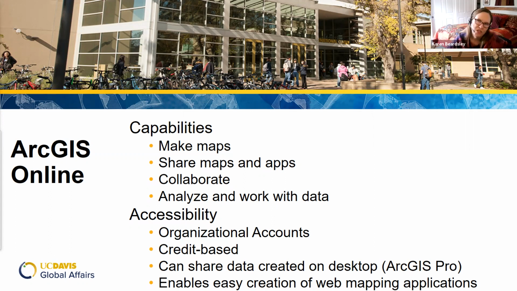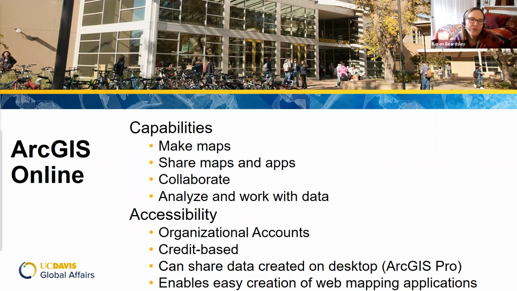So what can you do with ArcGIS Online? You can make maps, you can share maps, you can create web mapping applications, you can collaborate with other people, whether in your organization or not, using maps and other types of tools. You can analyze and work with data. The analytical capabilities in ArcGIS Online are constantly increasing. Close to everything that you can do in ArcGIS Pro is becoming available to do also in ArcGIS Online.